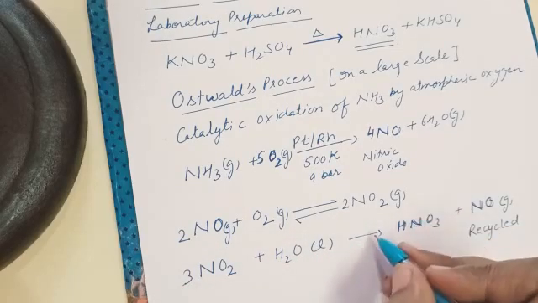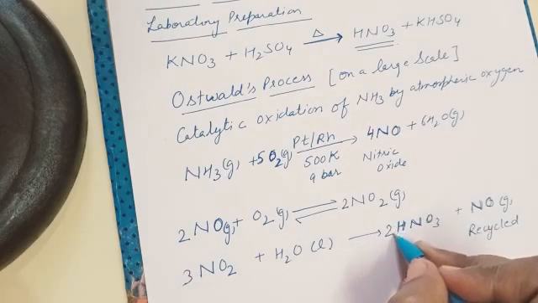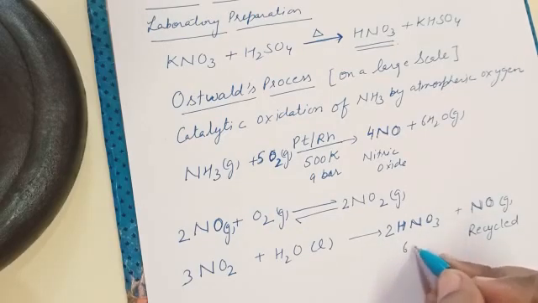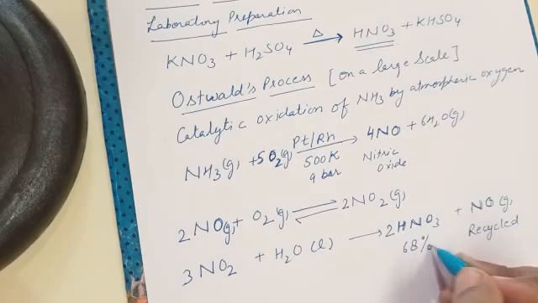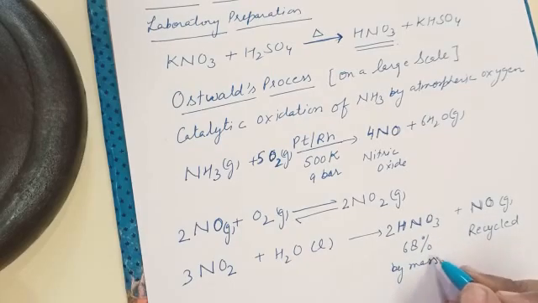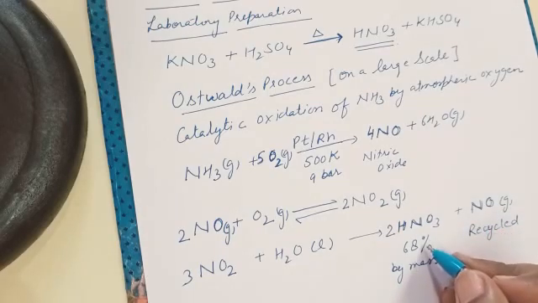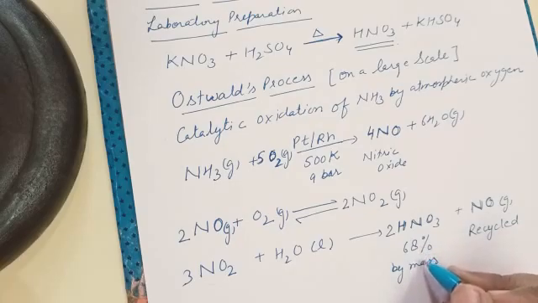The HNO3, first we will just balance the reaction: 3NO2 gives 2HNO3. Okay, so this HNO3 we get is 68% by mass. NO thus formed is recycled, and aqueous HNO3 can be concentrated by distillation up to 68% by mass.